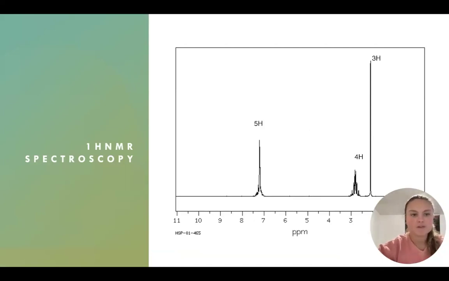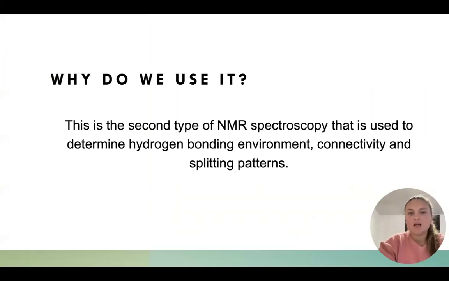The last form of spectroscopy is the 1H NMR spectroscopy. Same thing here, we're going to talk about why it's used and how it's helpful in determining the structure of a molecule based on the formula. This is the second type of NMR spectroscopy, and it is used to determine hydrogen bonding environments, integration, multiplicity or splitting, and connectivity.